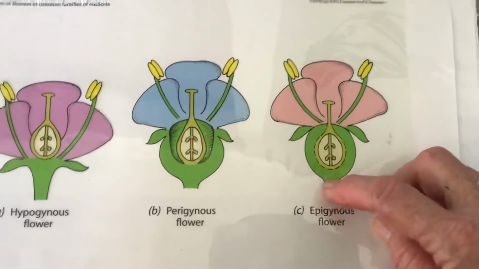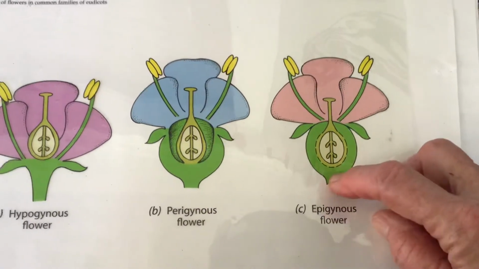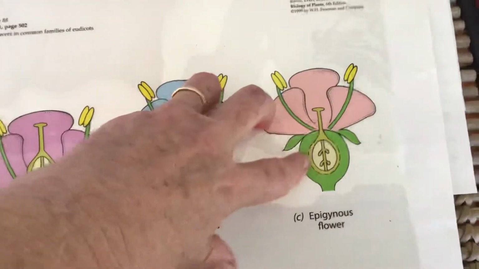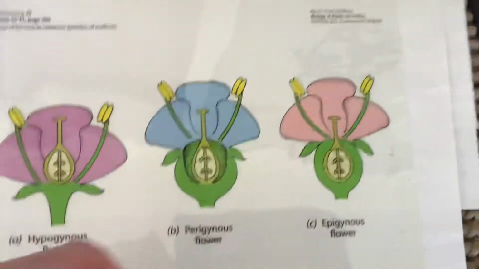So this would be the receptacle, and this would be the floral tube. But in essence, the ovary is embedded in the receptacle.